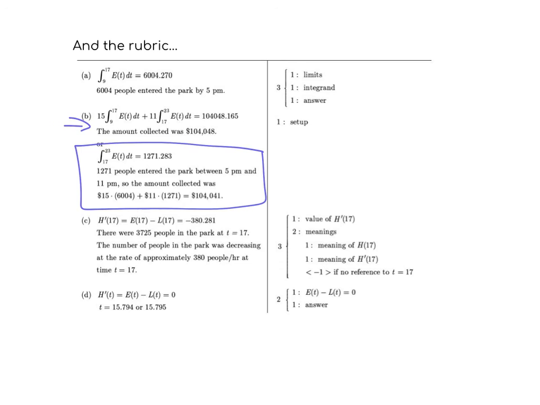Again, part D was where do we have a maximum, right? And we need more justification now. This is not enough justification. So you need to have just a sentence about how h prime is going from positive to negative, or h is going from increasing to decreasing at that 15.795.